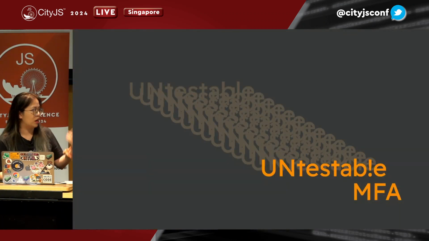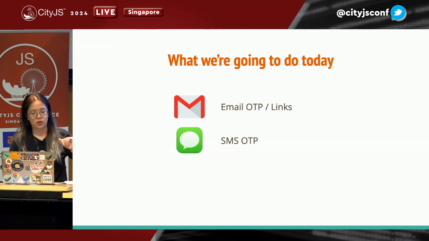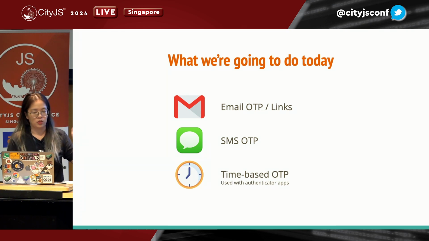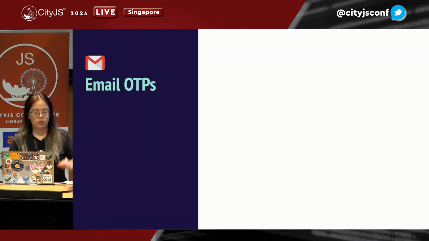So I'm going to show a few demos today. We are going to see how we can test email OTP, SMS OTP, as well as time-based OTP. Okay, so time-based OTP lets you test systems that connect to social media networks, because a lot of them allow you to configure a time-based OTP, set it up with an authenticator app. So you can actually use this for a number of websites that require you to log in with social media accounts as well.